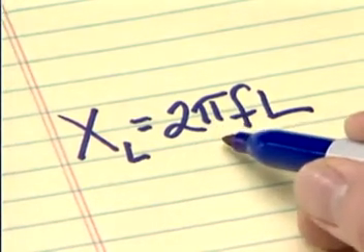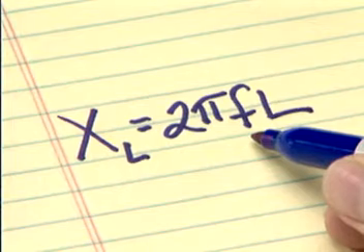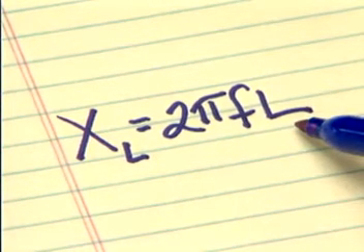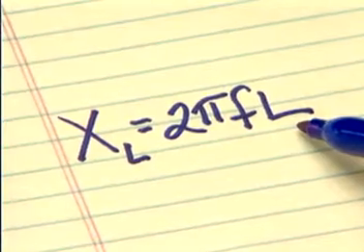2 pi F represents the rate of change of the current, where the frequency F is in hertz. L in the formula is equal to the inductance in henries. Let's solve some problems using the formula to better understand inductive reactance. First, the frequency will be altered.